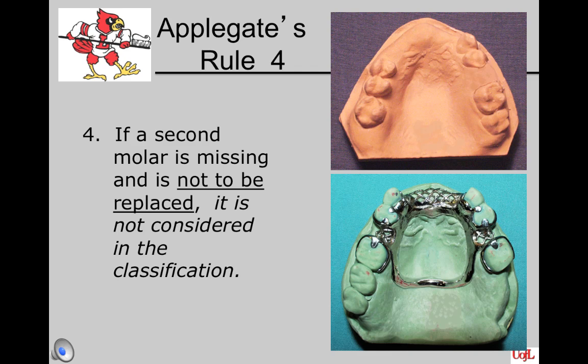If a second molar is missing and is not to be replaced, it is not considered in the classification. The same thing we said about the third molar applies to the second molar. The only time we might replace it is if there's an opposing molar that could extrude if there's not something to stop its extrusion.